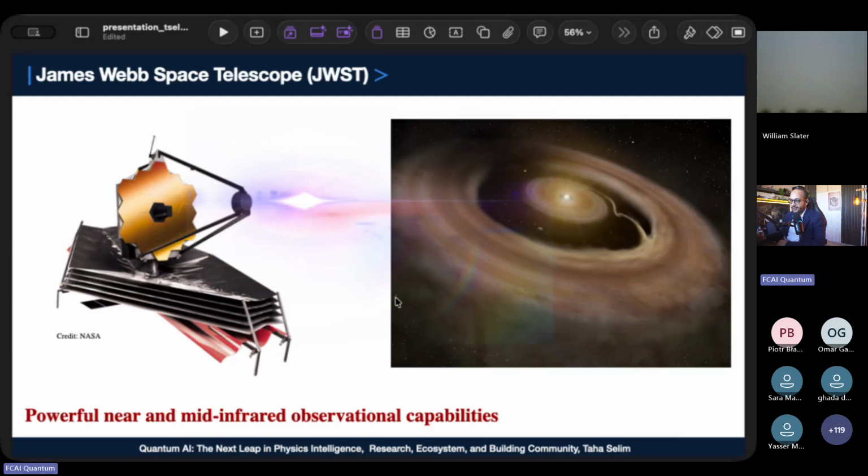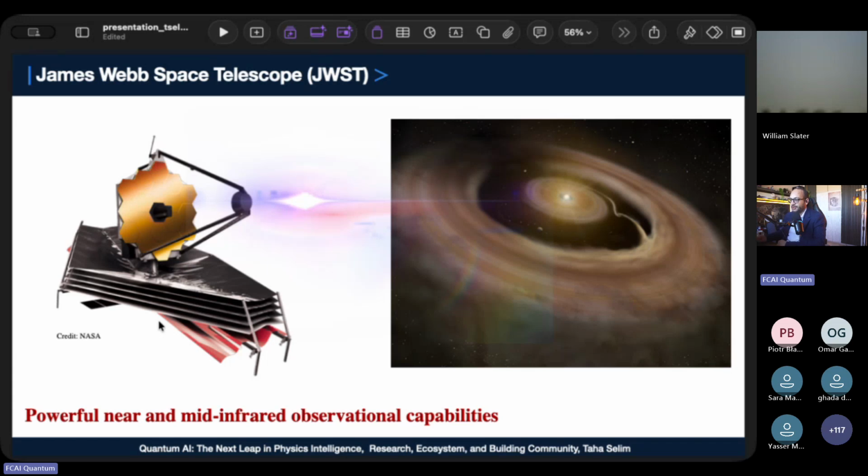However, we use quantum mechanics to enable those simulations. And in quantum mechanics, we have to predict the presence or the amount of these molecular species in interstellar media. To obtain a spectra, or the fingerprint, of these molecular species, NASA, in collaboration with ESA and other space agencies around the world, launched a very powerful telescope called the James Webb Space Telescope, which has powerful near and mid-infrared observational capabilities.